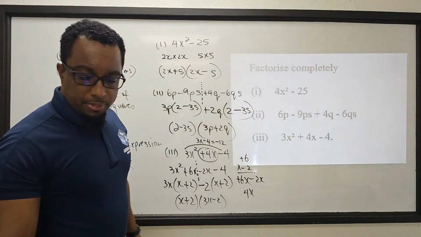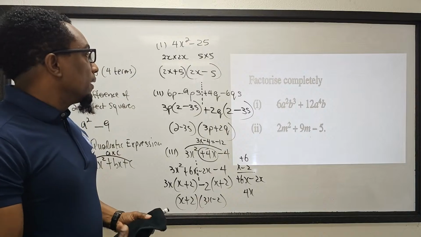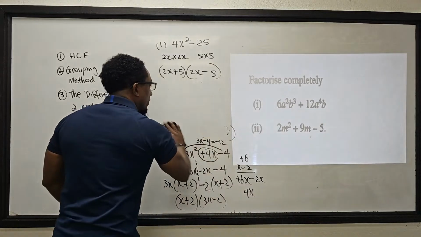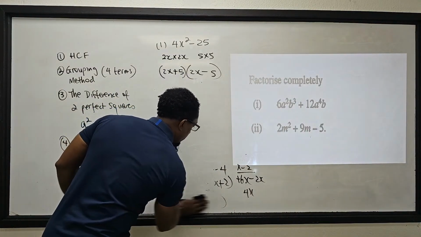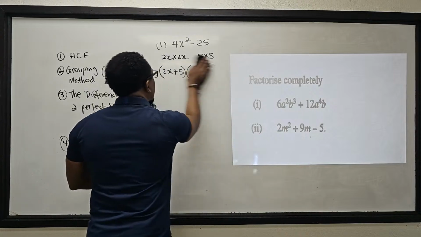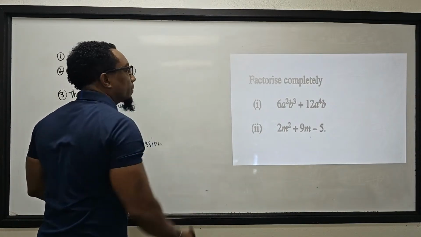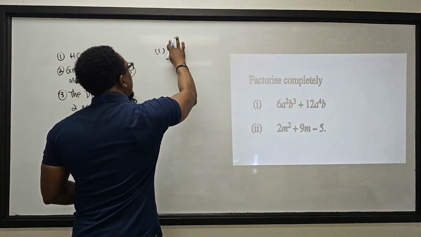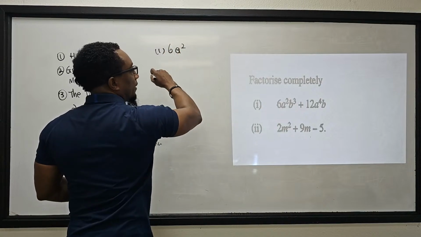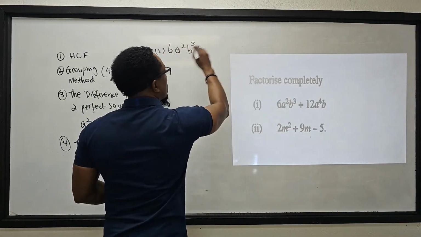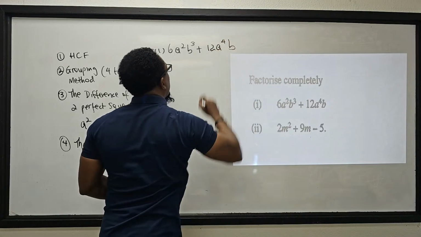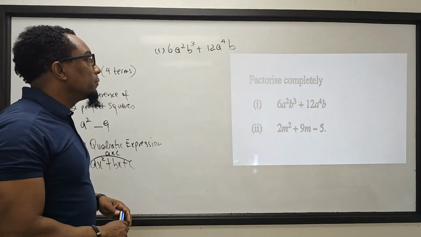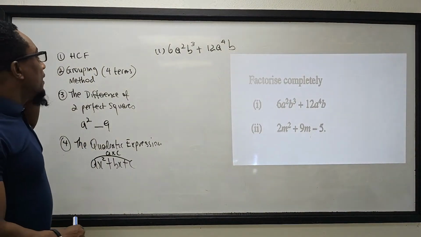Let's look at some other examples of expressions to factorize. We have here: factorize completely 6a squared b cubed plus 12a to the power 4 b. So what method of factorization are we going to use here? We're going to use the method of the highest common factor.